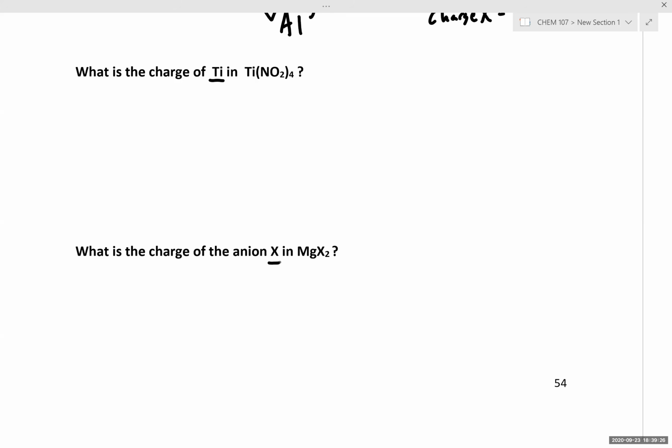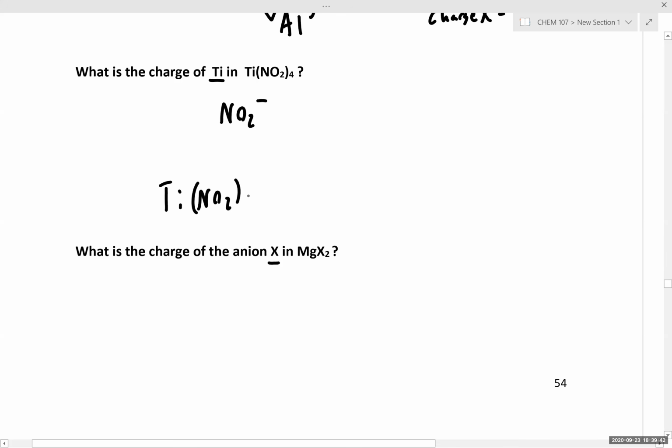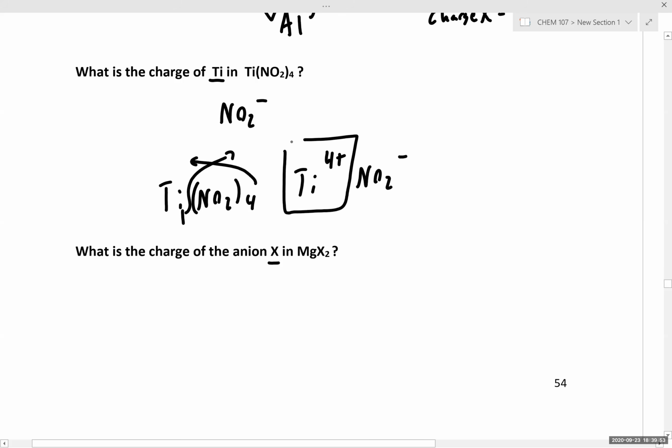Okay, so thank you for everyone who contributed their responses in the chat. So looking at titanium nitrite, we know nitrite has a -1 charge. If we reverse cross our charges, we get titanium SO4 plus and NO2 minus. This in turn matches our predicted charge for nitrite. Does this example make sense to everyone?